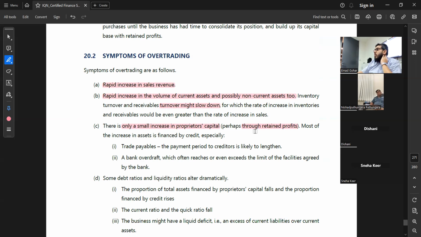If you are buying any assets, mostly you are financing them by credit, not by your own money, not by equity, not by your funds. You are financing them by the supplier, trade payables, or bank overdraft. How can you finance by trade payables? You can delay their payments.